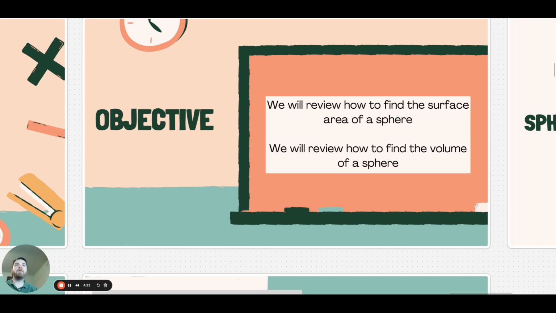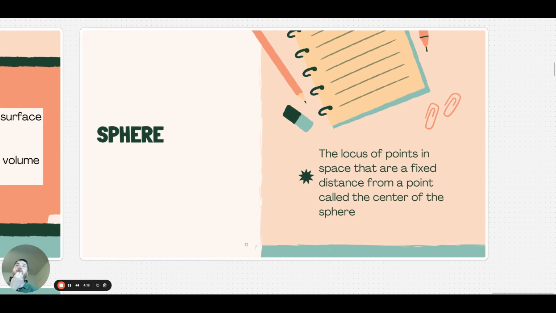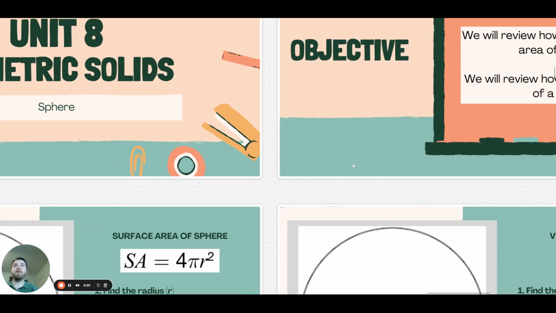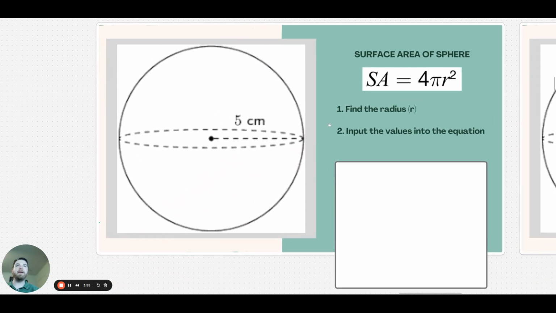So, the definition of a sphere is the locus of points in space that are a fixed distance from a point called the center. It's just a really big fancy term for there's going to be a point and it's going to be all of the points that are the same distance away from that. And that's going to create the sphere. Think of it like a basketball, baseball, any sort of spherical shape or round shape like that. That's going to be a sphere.